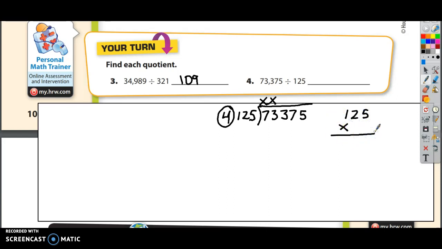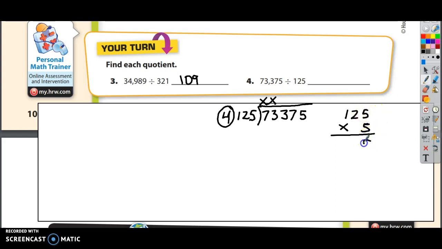So if I rounded 125 down, it'd be 100. 100 would go into 733 7 times. But if I round down, I probably wouldn't say 7. It's probably going to be 5 or 6. So I'm going to start with a guess of 5. And if I'm not exactly right, I'll try a guess of 6.